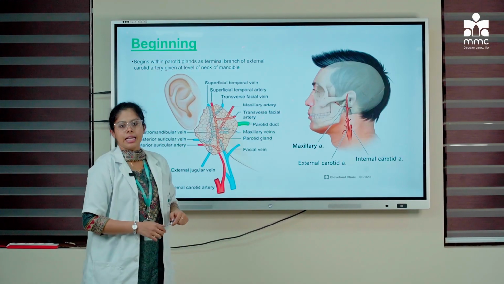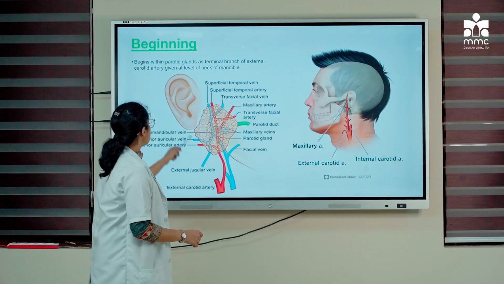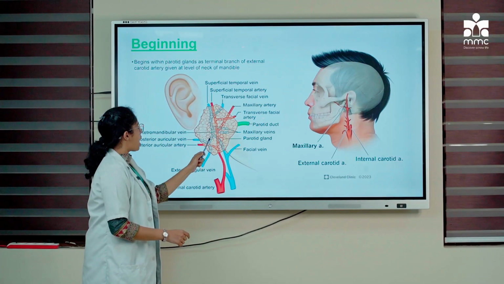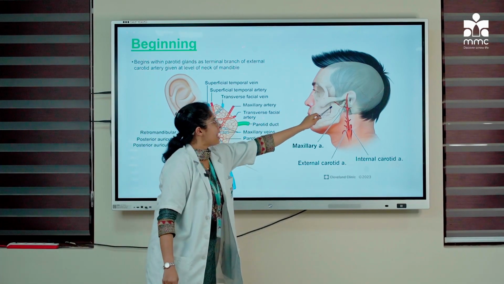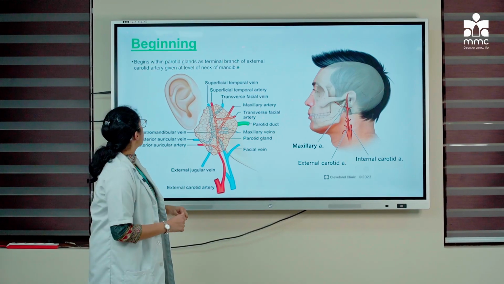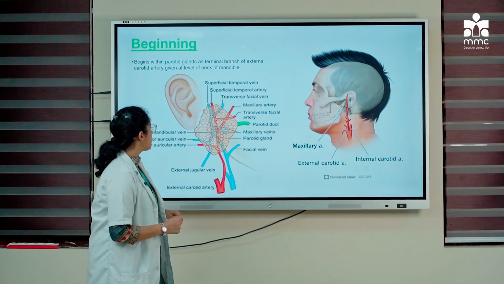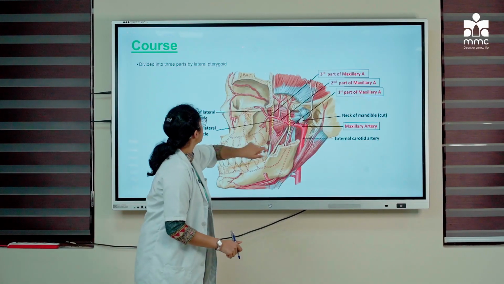Its beginning: it starts from the terminal branch of the external carotid artery within the parotid gland at the neck of the mandible. So, this is the beginning or the origin of the maxillary artery. This is how you have to explain the beginning of it.